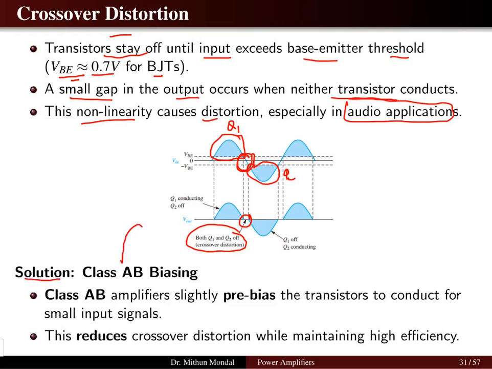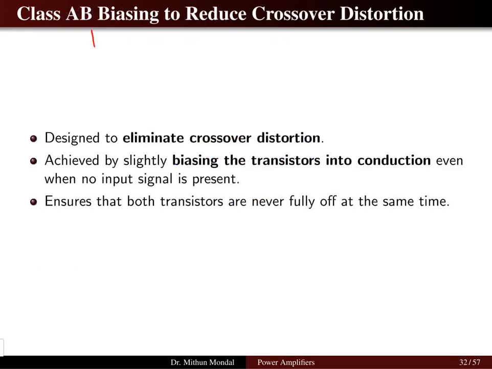The solution is to use the class AB type of biasing, which slightly pre-biases the transistor to conduct for a small input signal. So before we apply a class B amplifier, we should use pre-biasing in the form of class AB, and this will reduce the crossover distortion while maintaining high efficiency. Class AB biasing will reduce the crossover distortion.